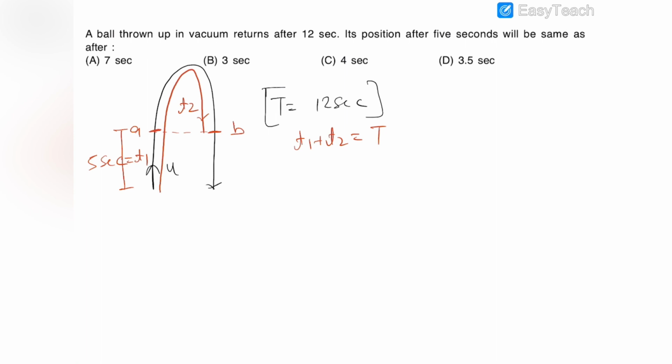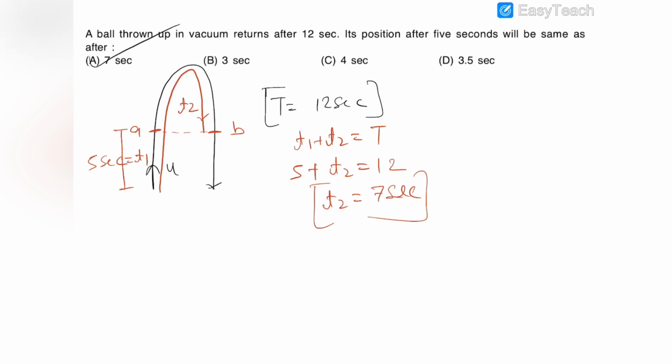So we can say that t1, which is equal to 5, plus t2, which we have to find out, and the sum of these two times is 12. So t2 is equal to 7 seconds. So this is the time that the stone will take to again attain this same height. So the correct answer would be A.